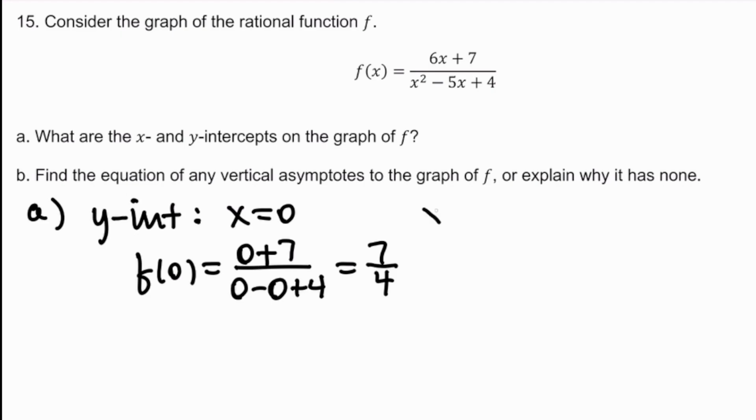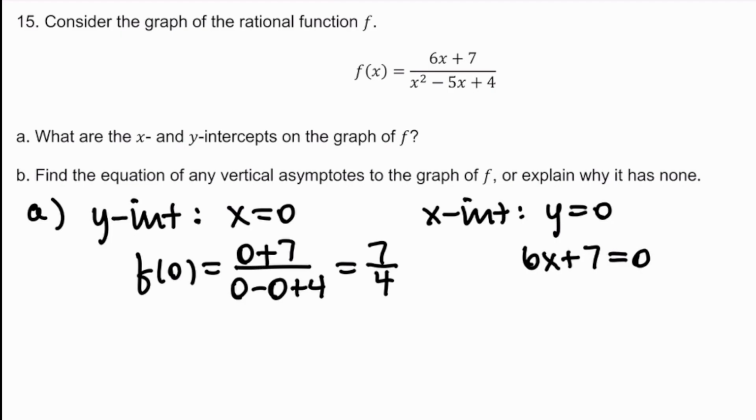For the x-intercept, that's going to be where y equals 0. Okay, y is f of x, and this fraction can only equal 0 when the top is equal to 0. You can write out the whole fraction equals 0 and then multiply by the denominator, or you can recognize that. So 6x plus 7 equals 0.